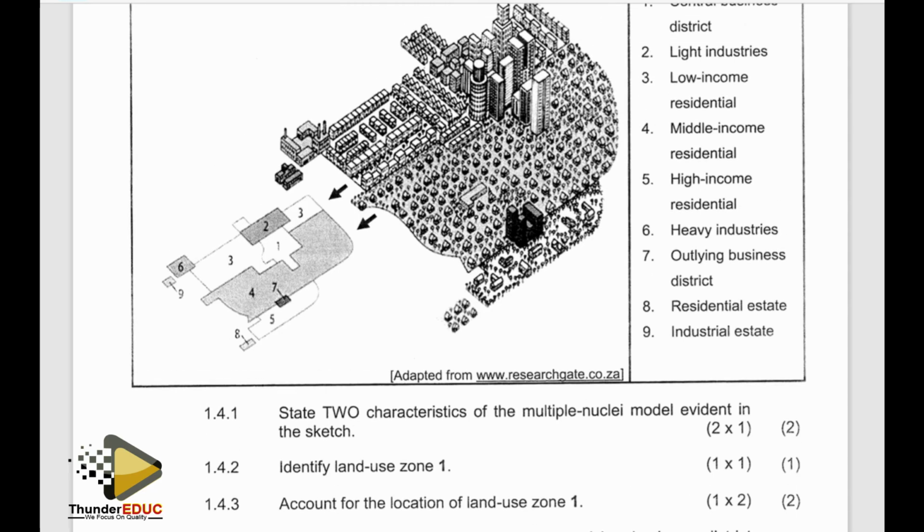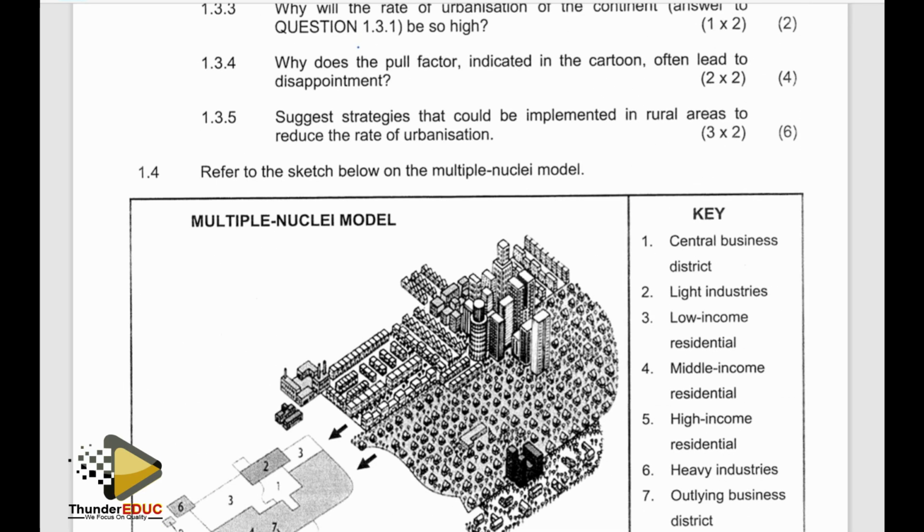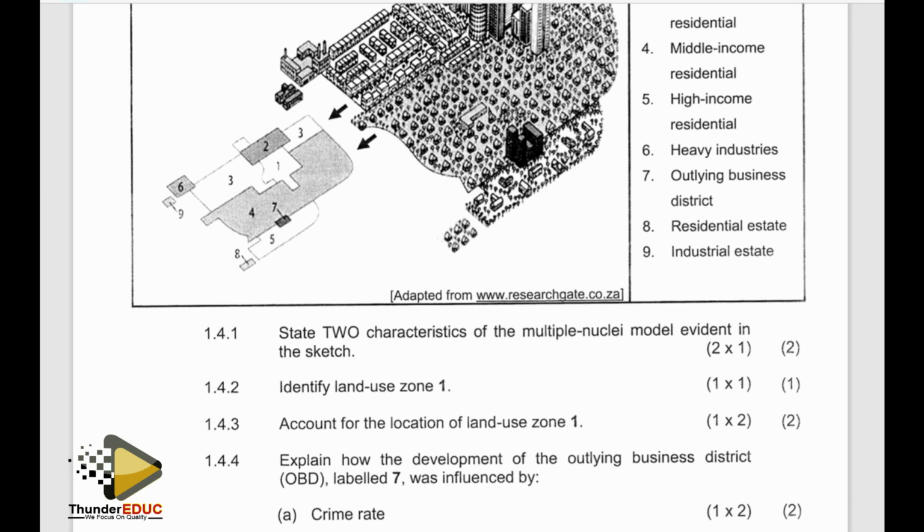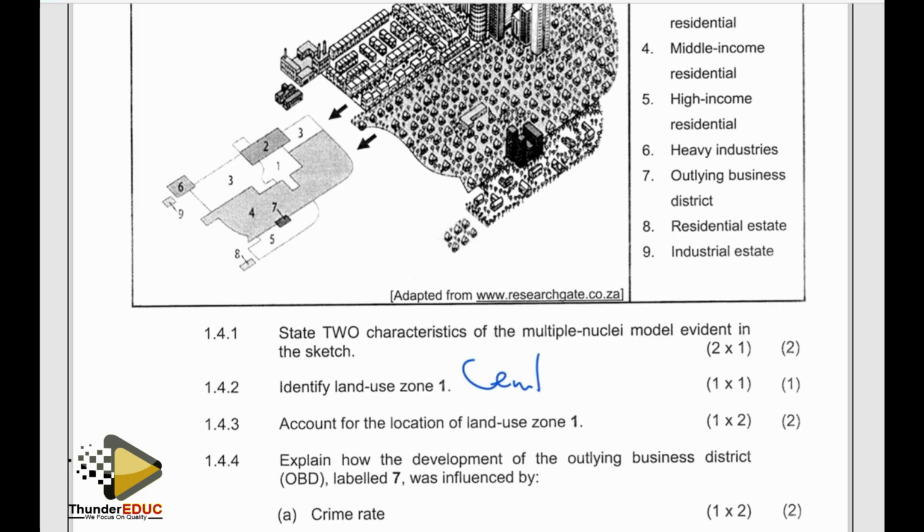Identify land use zone 1. Land use zone 1 is here. It's indicated that is the central business district, or basically the CBD, that is zone number 1. Then account for the location of zone 1.